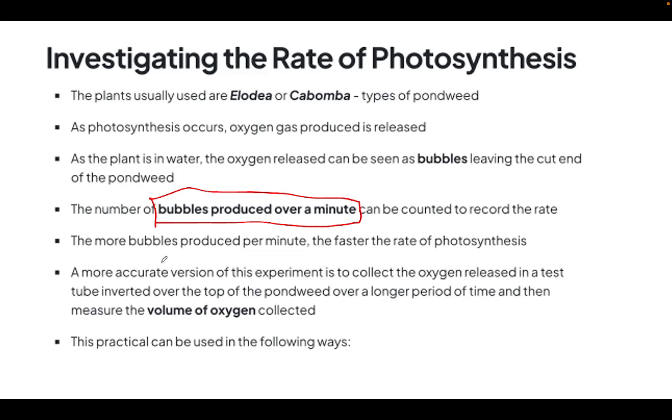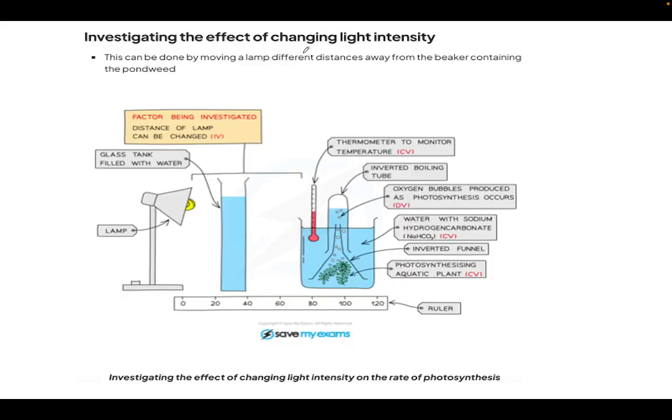But now, a more accurate version of this experiment is to collect the oxygen released in a test tube inverted over the top of the funnel over a long period of time, and then we measure the volume of oxygen collected. Understand this is exactly what you measure. If someone says investigate the rate of photosynthesis, what do we measure? We measure the bubbles. That's the only outcome that we measure here, over time, since we are talking about rate. And we can see it right here.